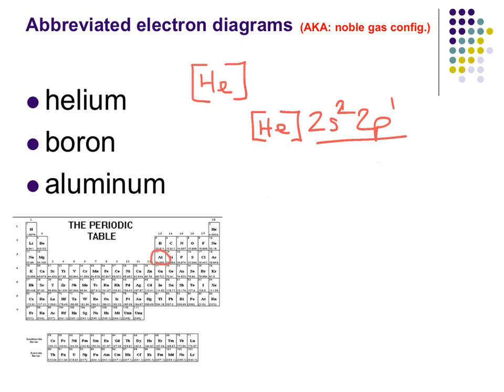Now let's try aluminum. What noble gas would you use for aluminum's abbreviated configuration? The one before it would be neon. So I'm going to write neon in brackets, and then start with the next thing after neon. Over here in our third energy level, we'd have 3s2, and then when you get over to 3p, you only have 1 block, so we'd have 3p1.